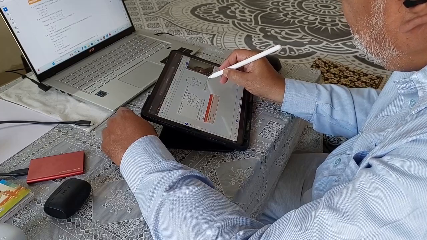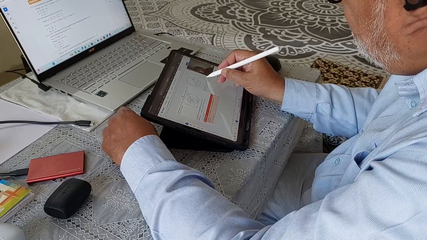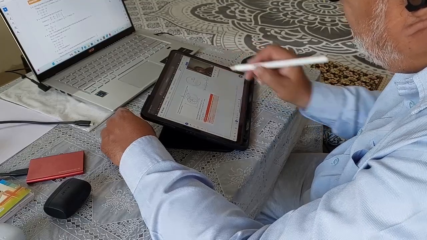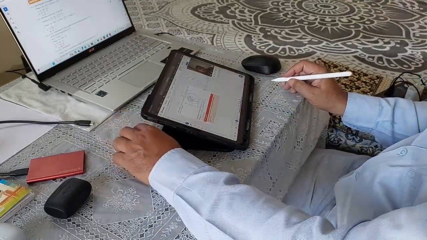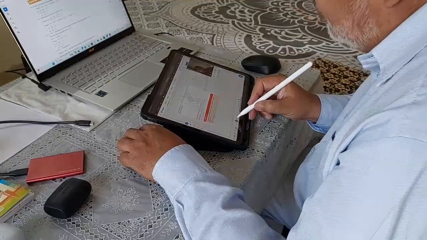Correct? No, 3 square. 3 square, which will be 9. Correct. Okay.